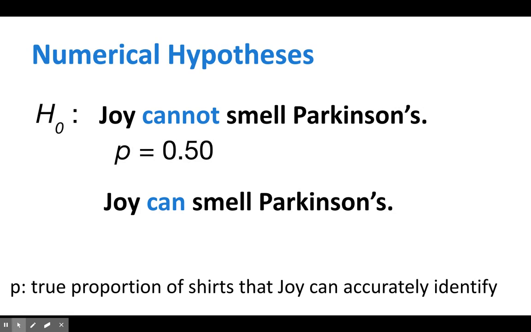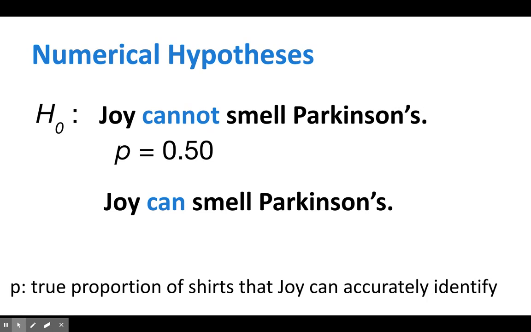So, to turn this into a hypothesis, for this one, the null hypothesis is going to be that P simply equals 0.5. And that's because, think about this, for the experiment, the null hypothesis assumes that nothing significant is happening. So for this one, if she truly could not smell it, when she was smelling the t-shirts and identifying them, if there was nothing significant happening, it would just be a 50-50 shot of her getting it right or wrong.